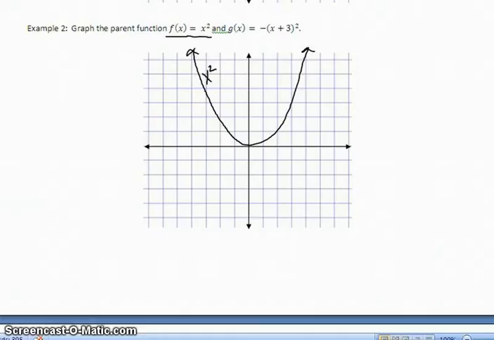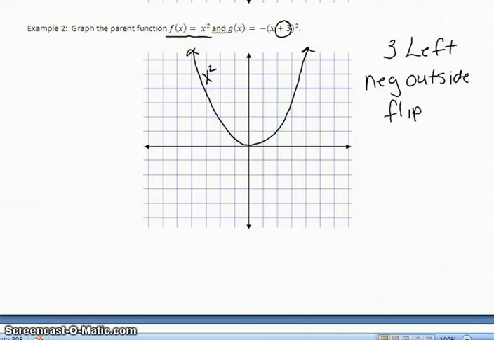Next, we have plus 3 inside. That tells me to move 3 left. And what other translation do we have in here? We have that negative outside, and that tells me to flip or reflect over the x-axis. Let me change pen colors here.